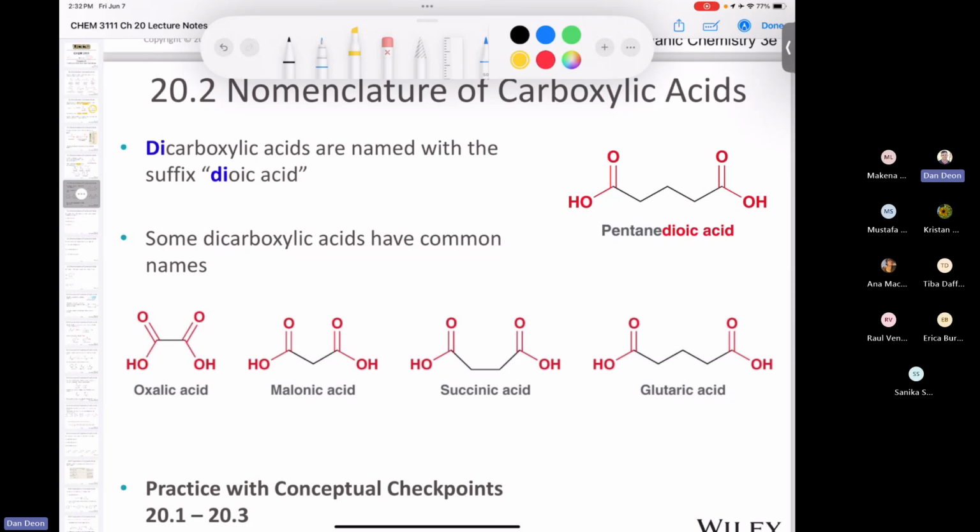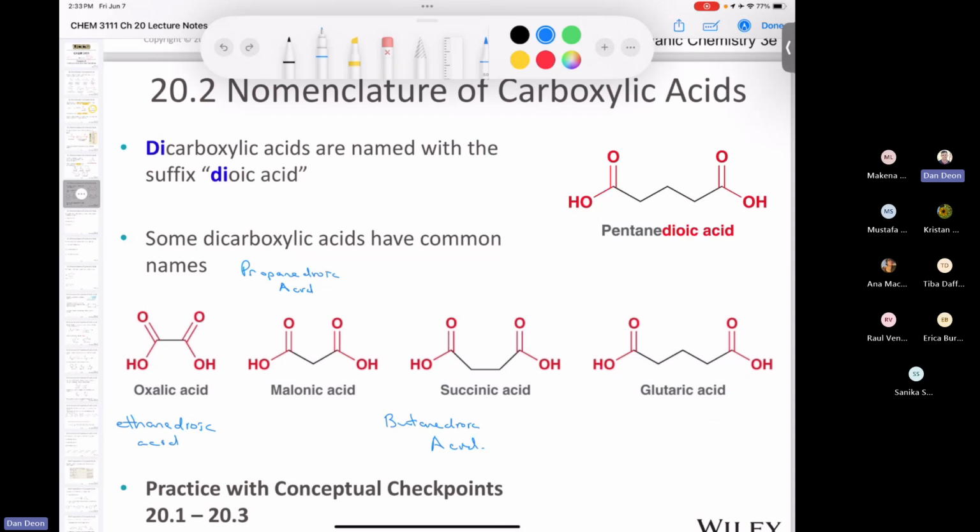If you have 2 carbons, you could call it ethanedioic acid, but the common name is oxalic acid. If you have 3 carbons, you could call it propanedioic acid, which is fine, but the common name is malonic acid. If you have 4 carbons, you would call that butanedioic acid, but the common name is succinic acid. And for pentanedioic acid, its common name is glutaric acid.